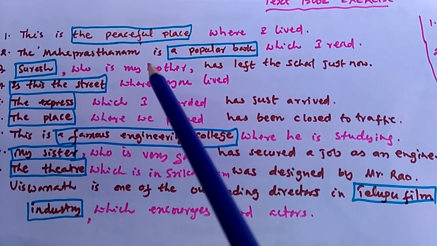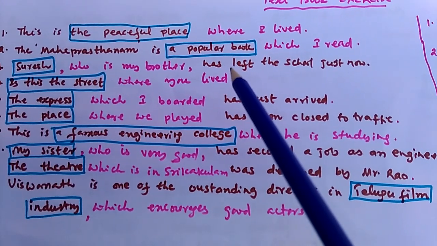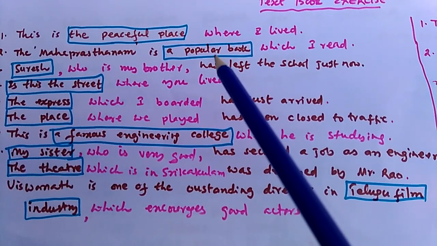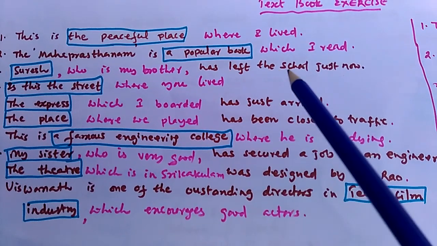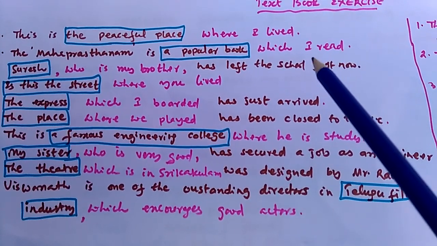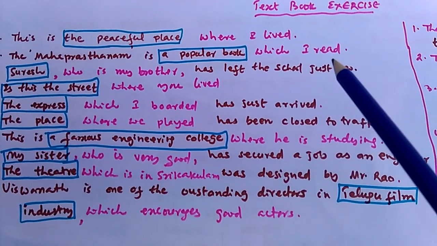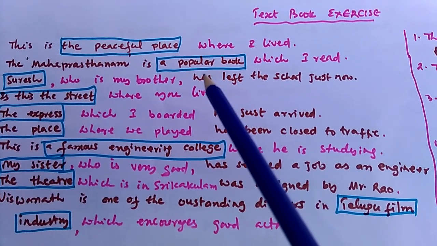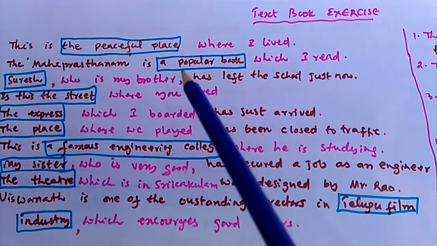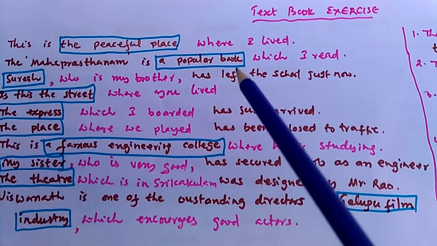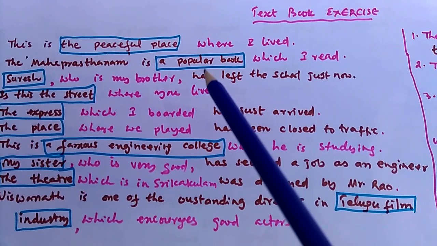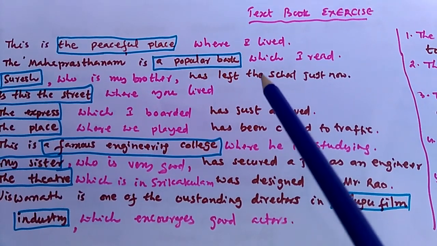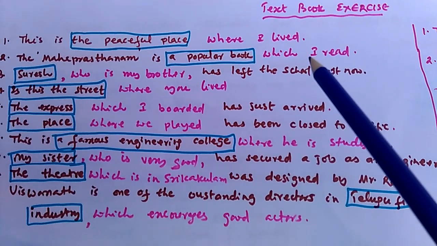Mahaprasthanam is a popular book. Here the antecedent is not Mahaprasthanam but a popular book. Then from looking at the popular book, the children may be asked to write a relative clause. They may write like this, which I read. So after writing this one, we may ask, can we know from the phrase a popular book which book it is? We cannot say. By looking at this antecedent, we cannot say which popular book it is. So this is a defining clause.